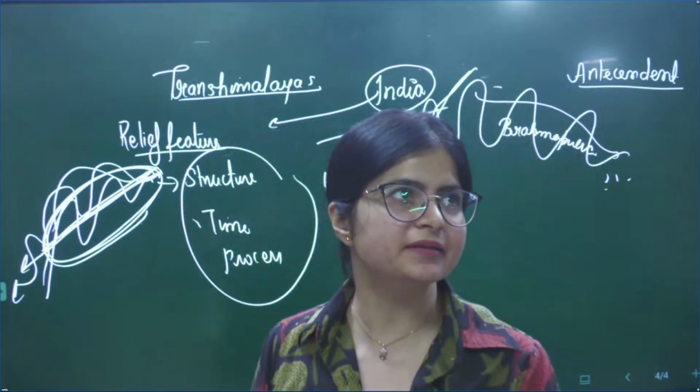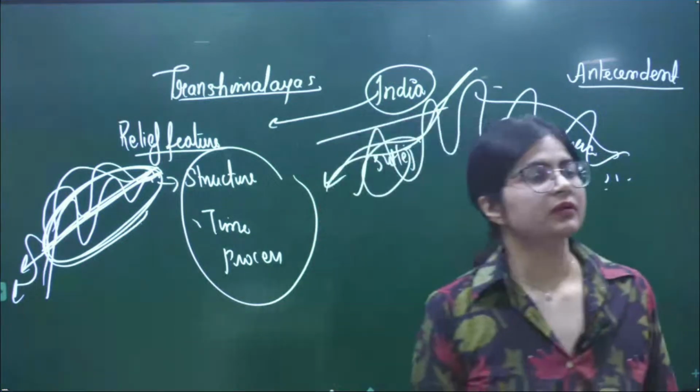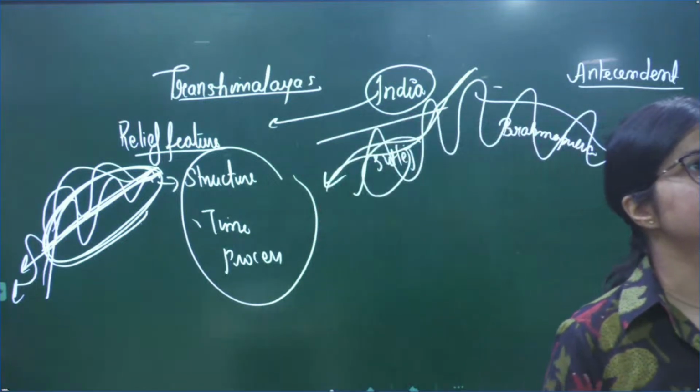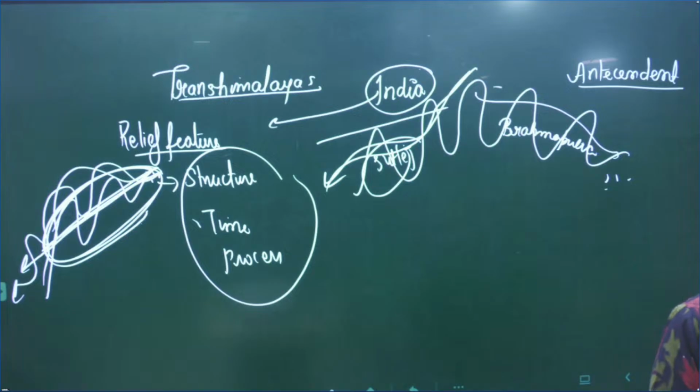What do you understand by antecedent river, Ishan? All the names: Tanishka, Stapna, Dhruv, Suraj.